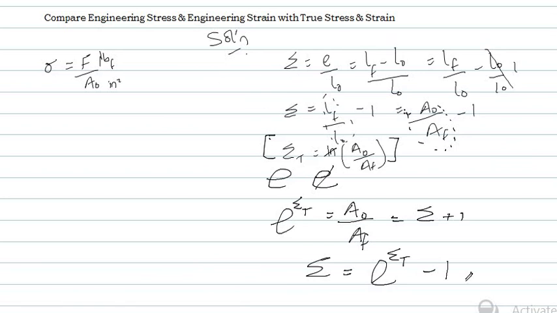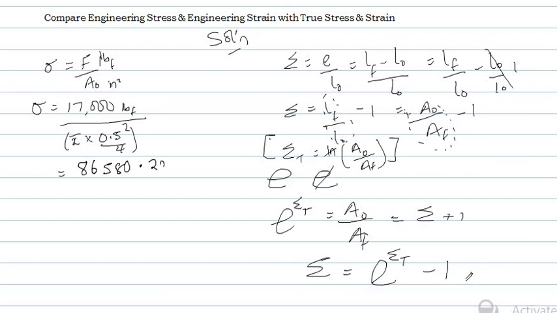Anyway, let's first calculate our engineering stress. To do that, we'll say our engineering stress is equal to, what is our force? It's 17,000 pound force divided by our area. Our area is going to be the original area, which involves the original diameter 0.5 inch. So our area will be pi times d squared, that's 0.5 squared over 4. Simplifying this gives us 86,580.29 pound force per square inch. We can write this in standard form, but to minimize our errors, we can leave it at this. So that's it for the engineering stress.